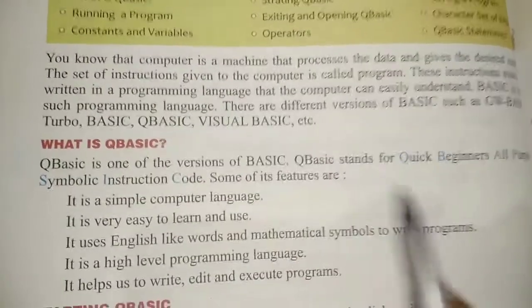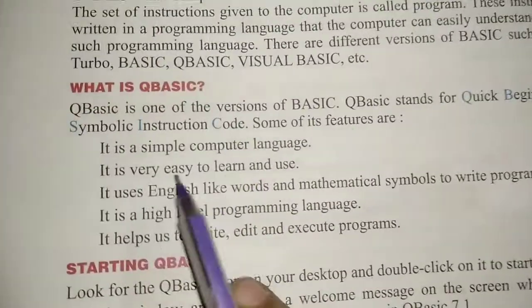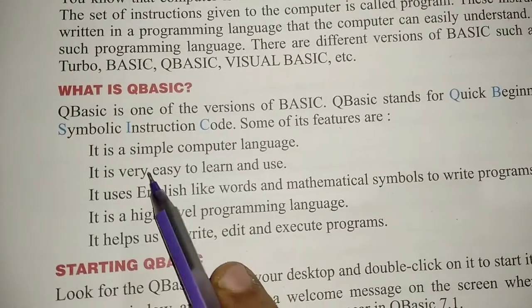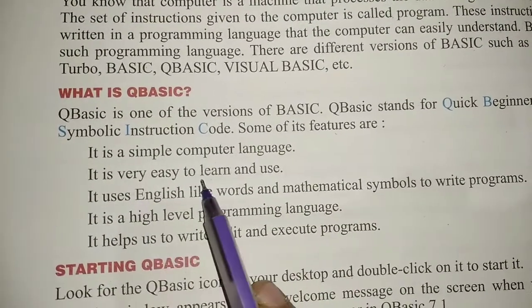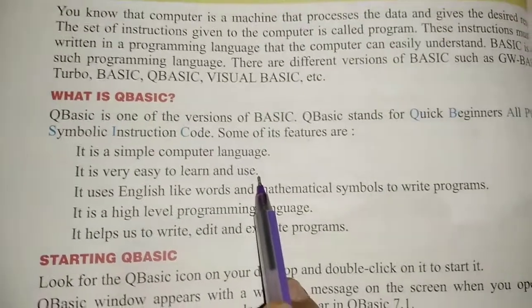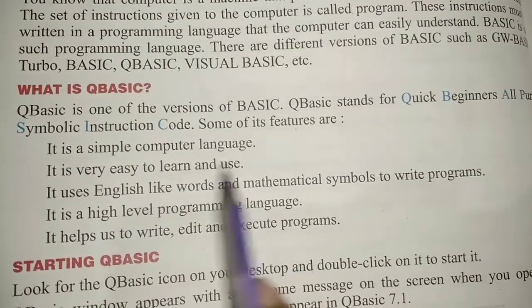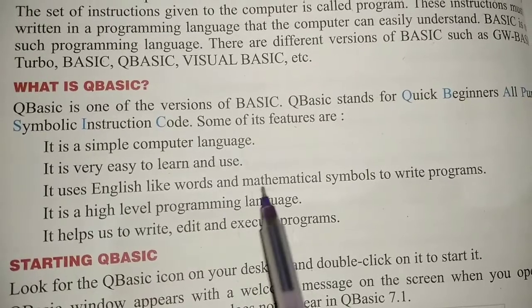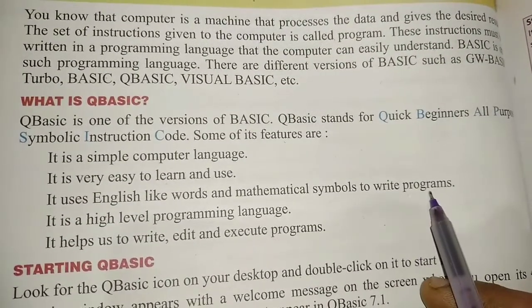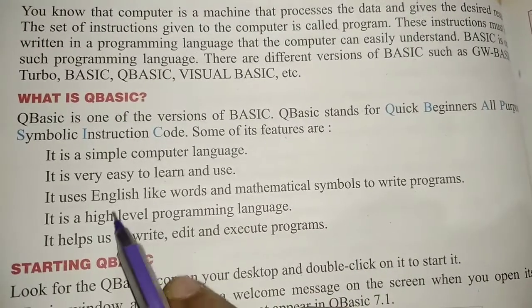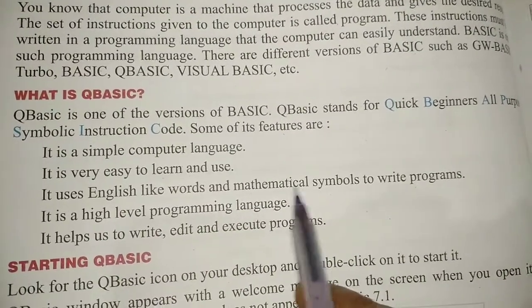Some of its features are: it is a simple computer language, means you can easily understand it. It is very easy to learn and use. You can learn it very easily and use it also. It uses English-like words and mathematical symbols to write programs. If we write any program in QBasic, we have to use only some English words and mathematical symbols.